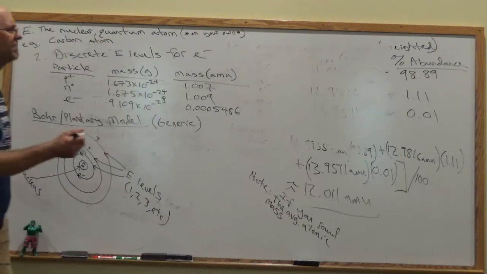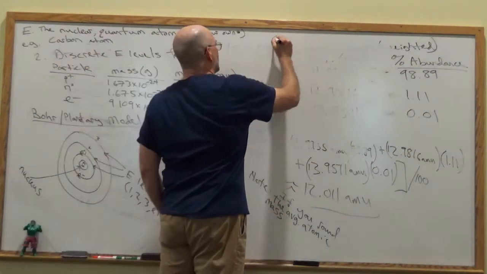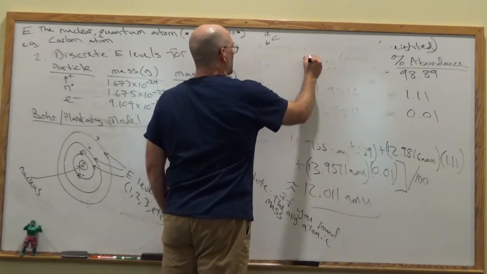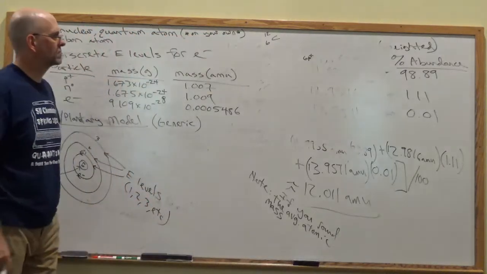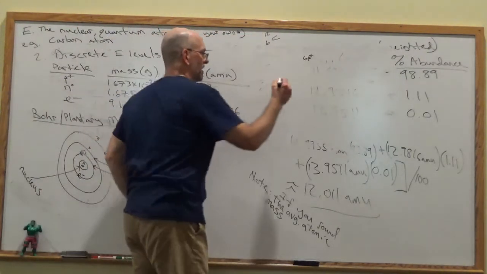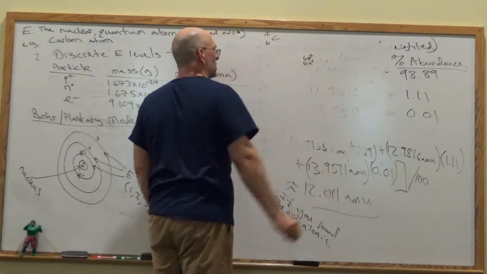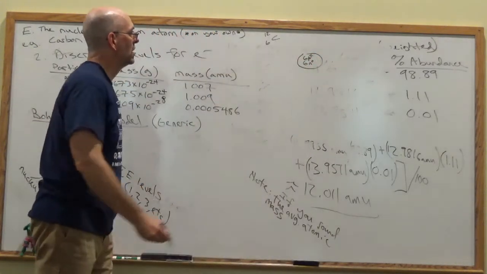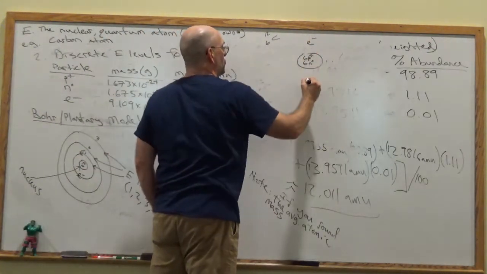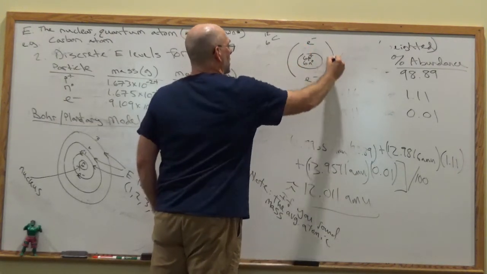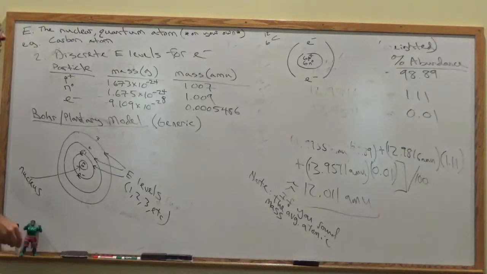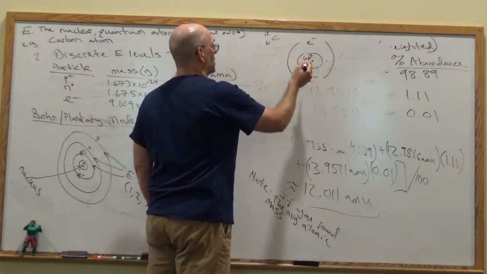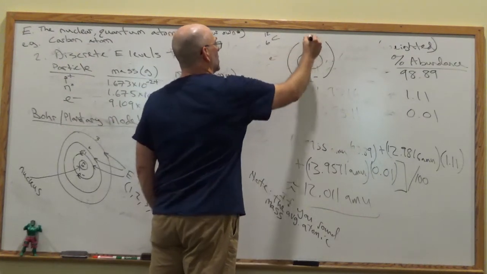So let's see. I'll do this up here. So for carbon 12, how would we draw the atom? Well, we would have 6 protons. 12 minus 6 is 6. We would have 6 neutrons. And that's really drawing it too big. We would have 2 electrons in the first energy level, and that's called a full energy level. And then we would have to have, well, 4 more out here.